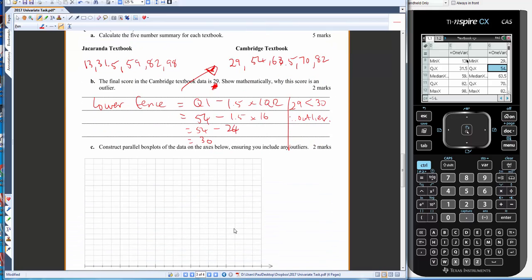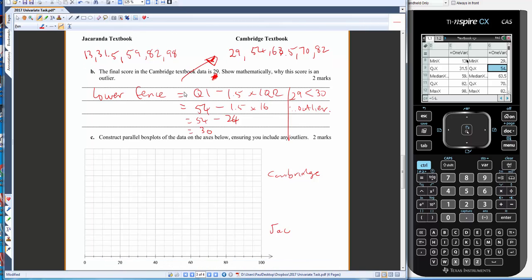Alright, so we're going to do some parallel box plots here using the 5-number summary. It doesn't really matter where you do it, but Jack here and Cambridge here. Let's put the Cambridge data in first. Now 29 is an outlier, so here's 30. We're just going to go a little bit less than there and star that. Now you need a new min, and the new min is the next lowest value after 29.